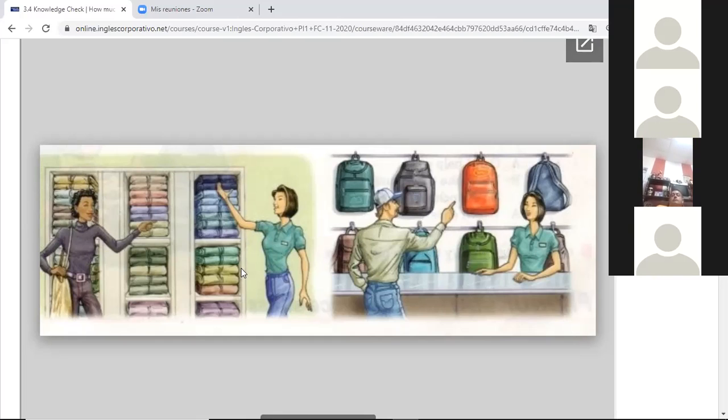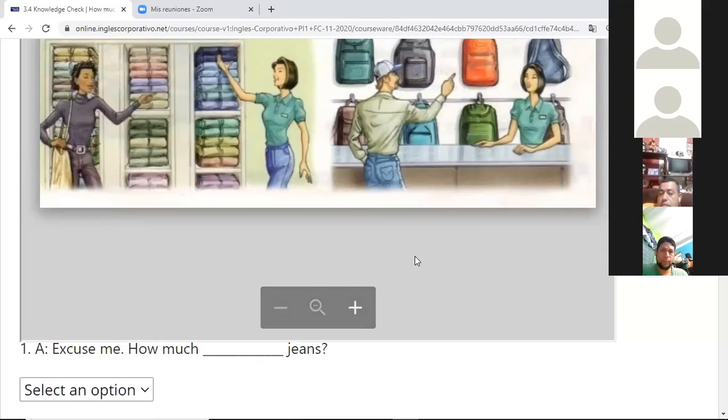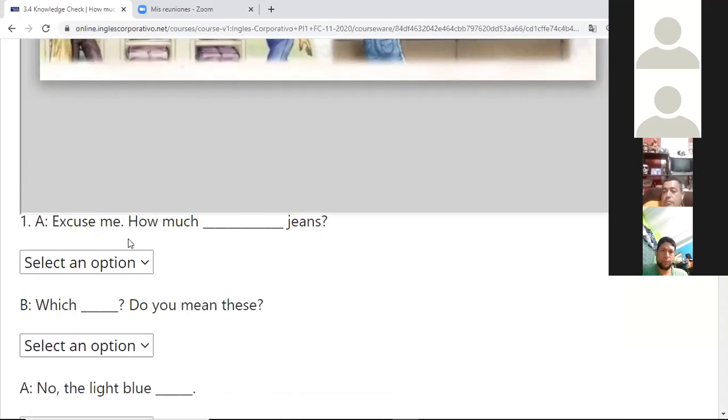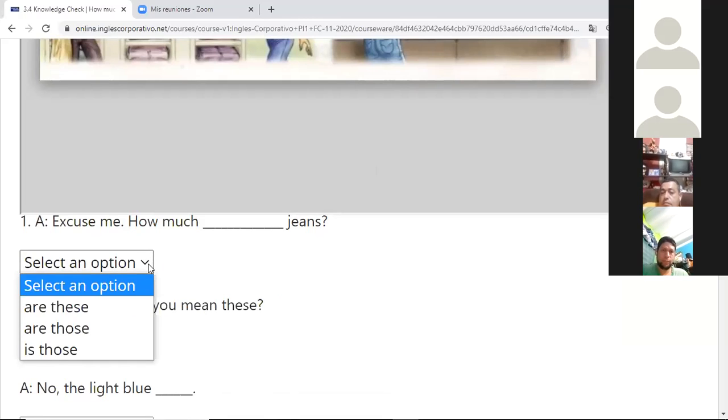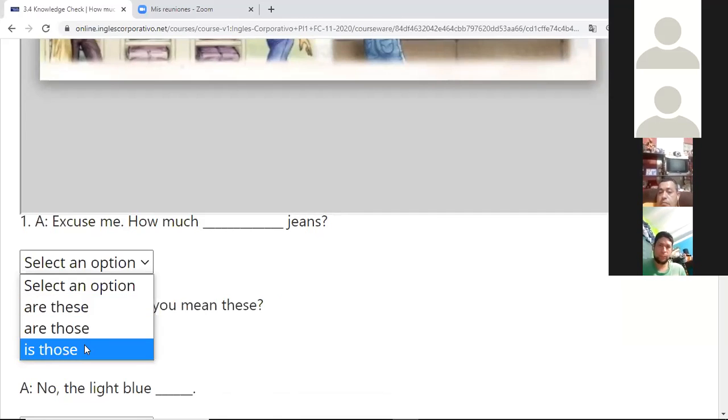Ok, good. Now, but I need you to pay attention to the product, right? We're talking about jeans, I suppose they are jeans. And these are backpacks, right? Now, the woman is near and the man is far, look. Far, near, right? Okay? Now, this is important because, listen, excuse me, how much jeans are these, are those, or is those?